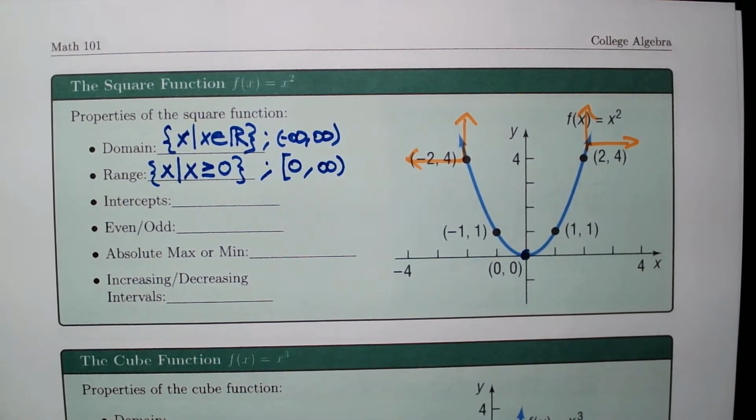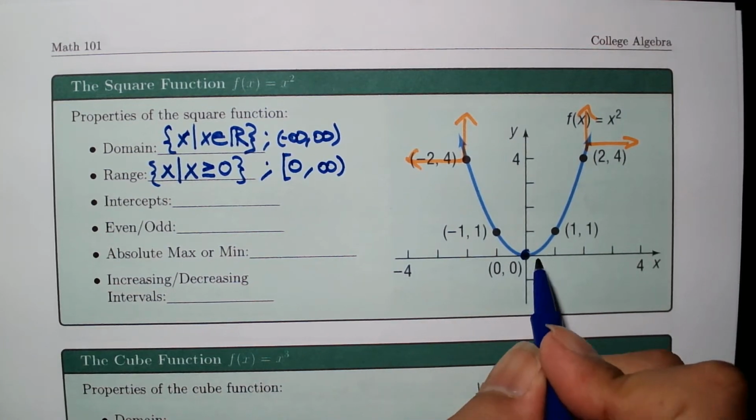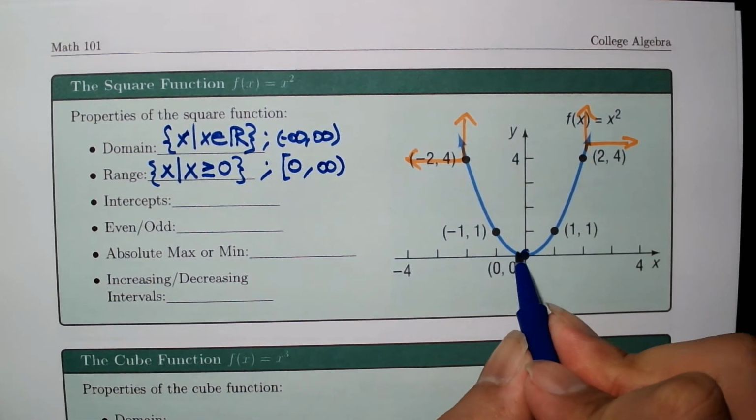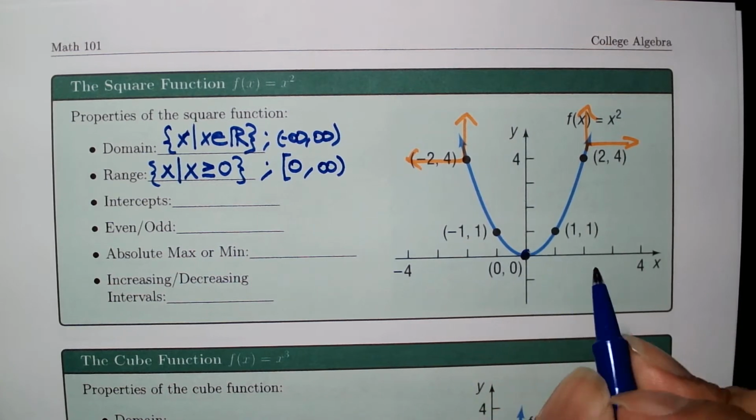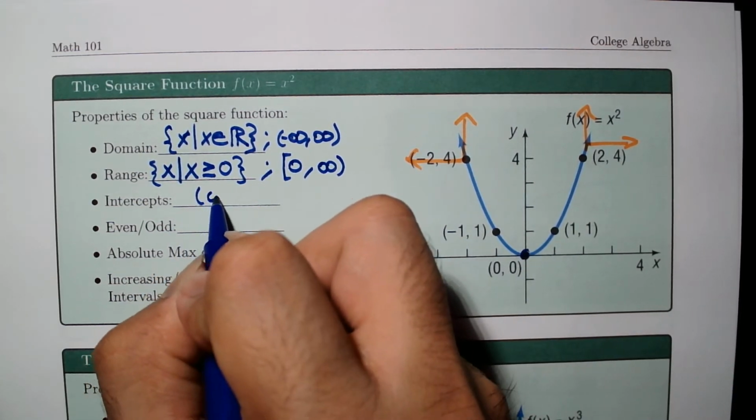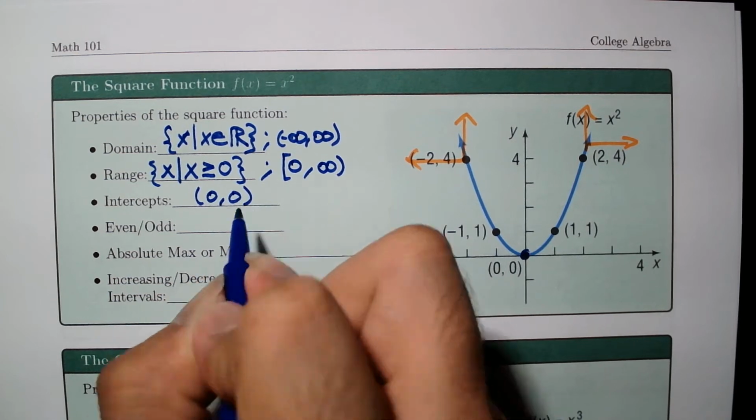Intercepts, do we have any? Well, clearly we have an intercept, and in this case, again, it's both x-intercept and y-intercept. So in this case, it's the ordered pair (0, 0).